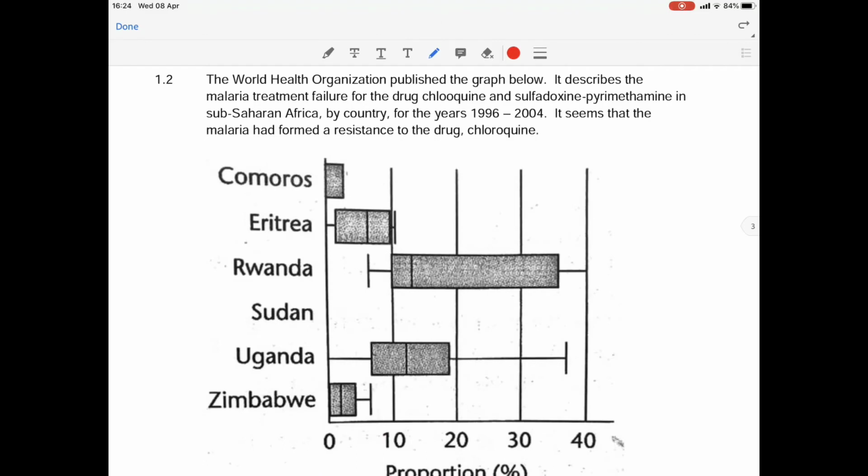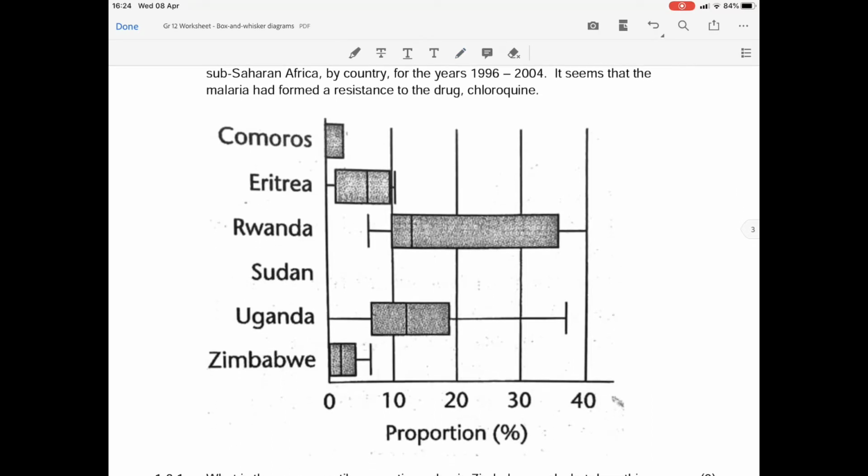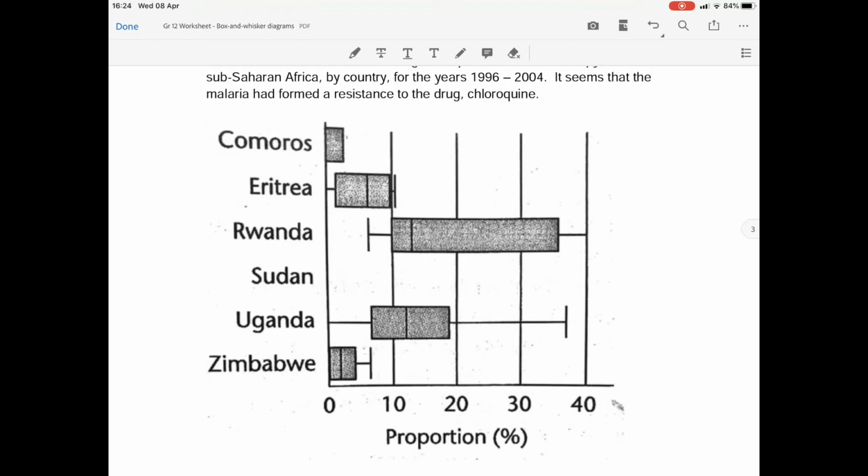Question 1.2 is based on a World Health Organization graph for the treatment failure of a malaria drug in a selection of 6 African countries. And what you are looking at here is a Box-Whisker plot. So before we answer any questions, let's just talk about what this graph is showing us. On the horizontal axis, we see the proportion or percentage of the cases that showed failure to the malaria drugs.